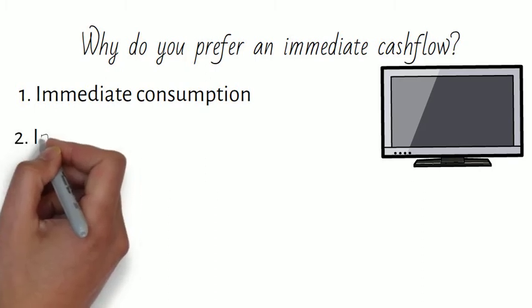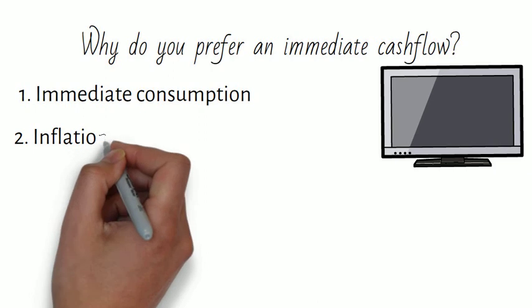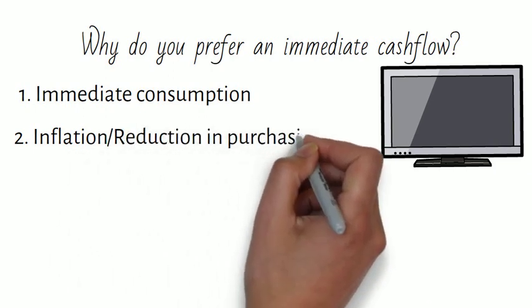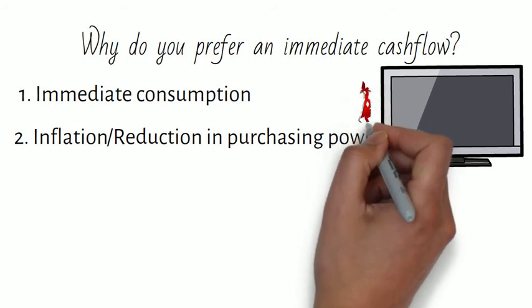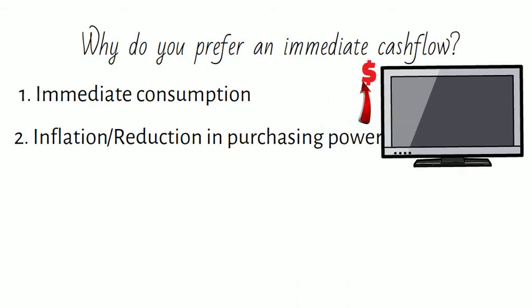The second reason is, sometimes in future the price of the TV could change. It could increase to $1,200 in 1 year. Then you will not be able to purchase the TV with this $1,000. Which means the purchasing power of this $1,000 could decrease, maybe due to inflation.